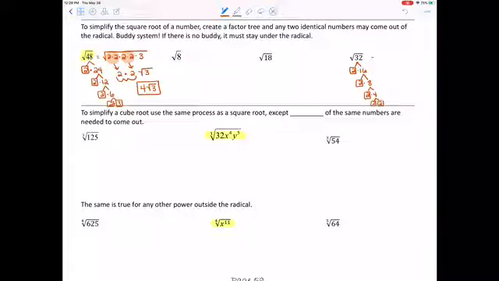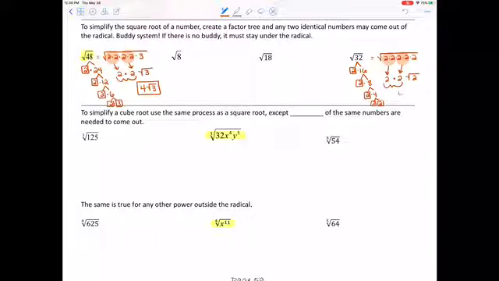So inside of my root, we have 1, 2, 3, 4, 5 2's. Anytime you have a pair of numbers, those pairs get to come out as a singleton. So a 2 gets to come out, a 2 gets to come out, and the single 2 by itself has to stay inside.